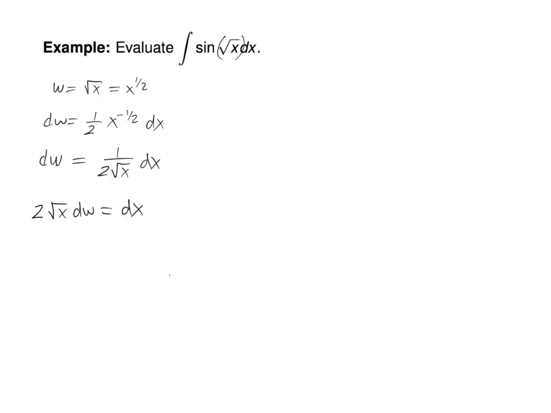And then here's the clever bit. You've got two variables there, which usually is a problem, right? But what is root x equal to? W. So that's 2w dw is what replaces dx. So this becomes the integral of sine of w times 2w dw, or twice the integral w sine w.